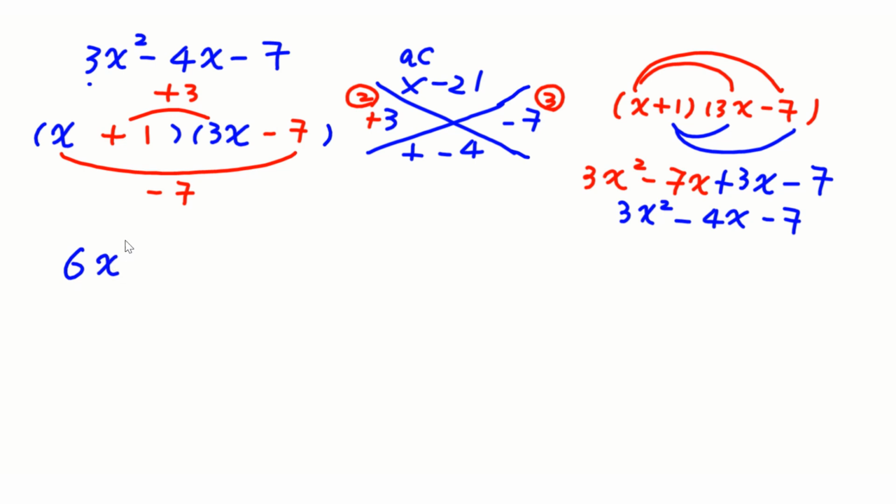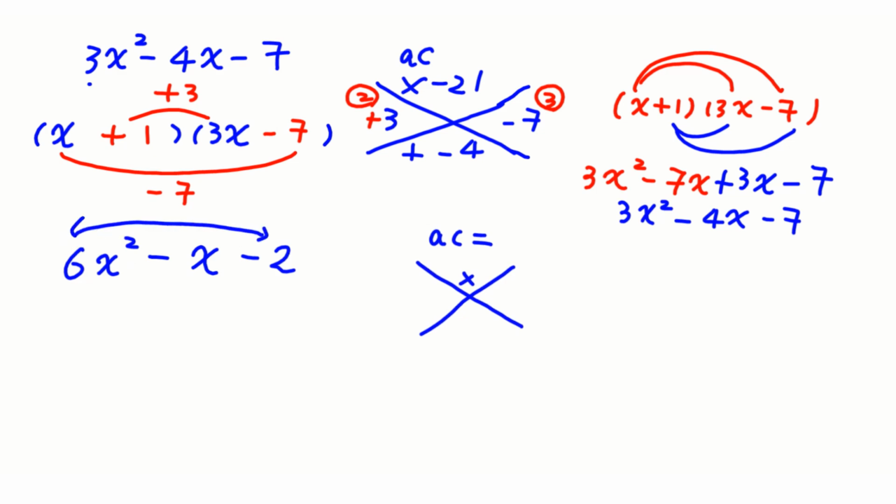So 6x squared minus 2 then minus x. So let's try this question. So this question we are going to start with finding two numbers times together is AC. So A times C is 6 times negative 2 is negative 12. And added together is negative 1.